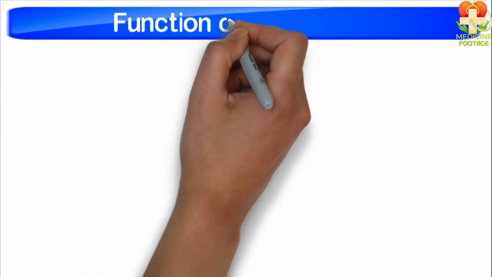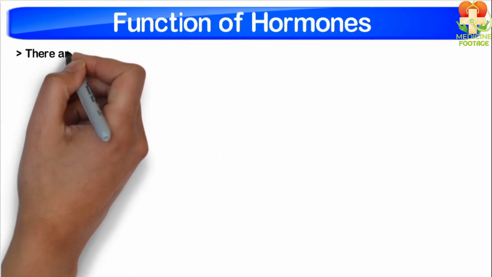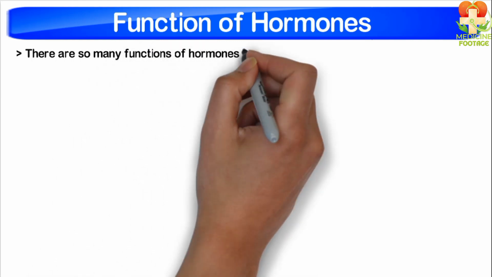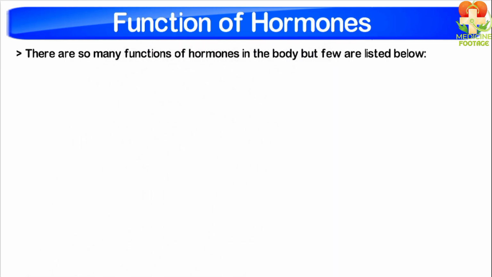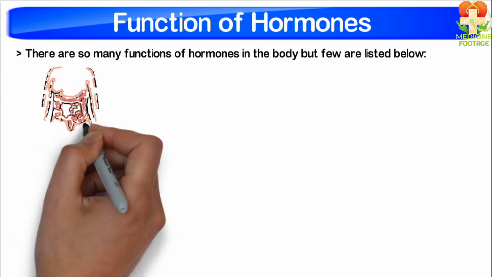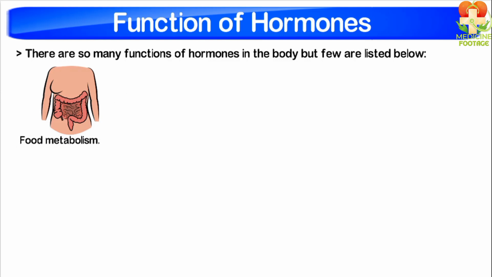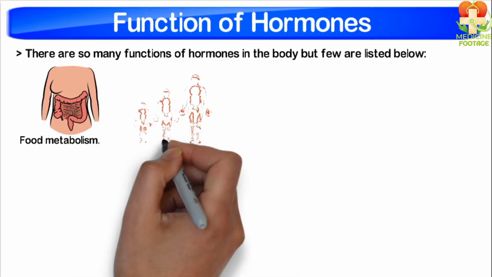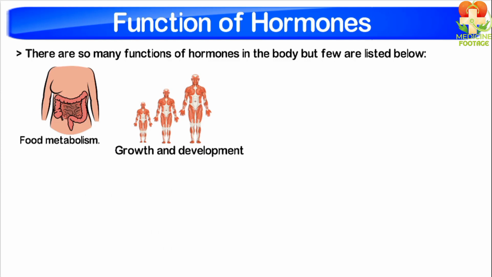Students, let's move on to the functions of hormones. There are many functions in our body that hormones control. Here are some of them. The first function is food metabolism. Our body's food metabolism is controlled by hormones. Our growth is also controlled by hormones. Some people are short while some are tall. This is the work of hormones.